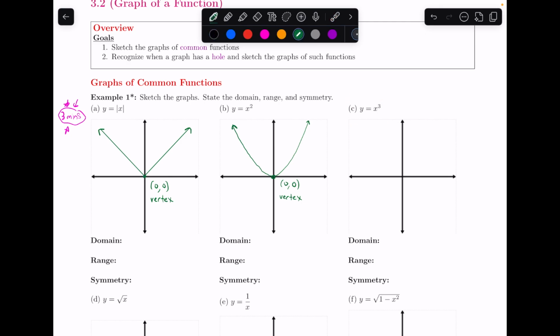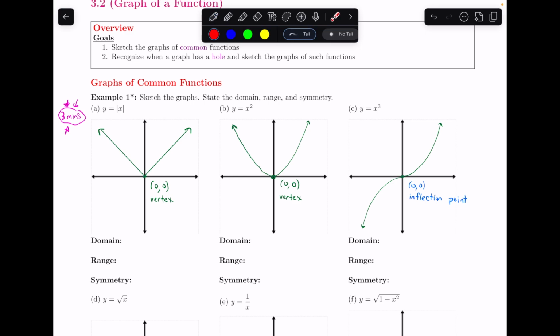So the x to the third graph, it also goes to the origin, and then it goes kind of slowly upwards like this, starts to curve like this, and then it does something very similar in the third quadrant, except curving down. So this also goes through the origin, 0, 0, but for x cubed, we call that an inflection point instead of a vertex.